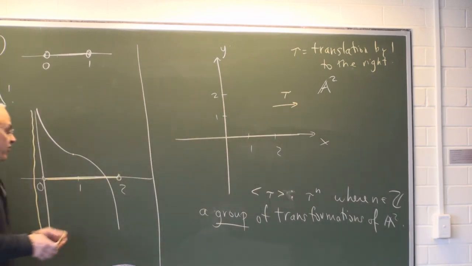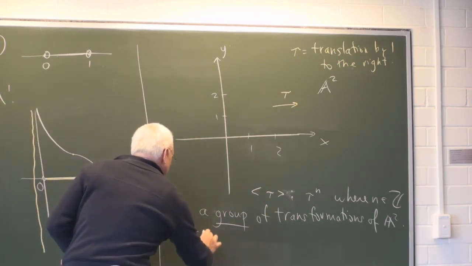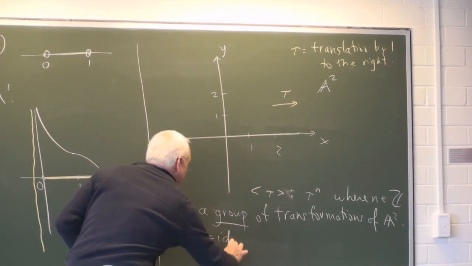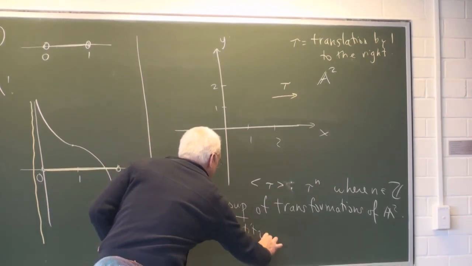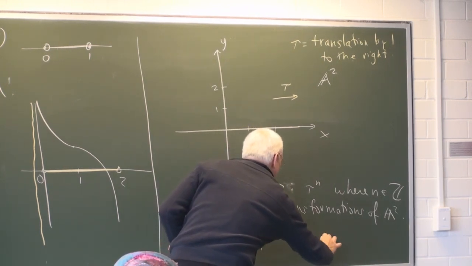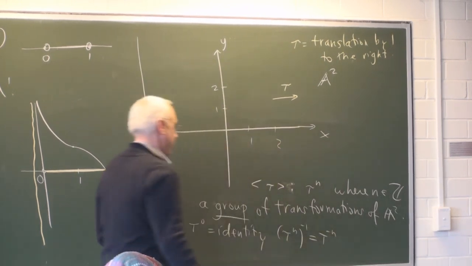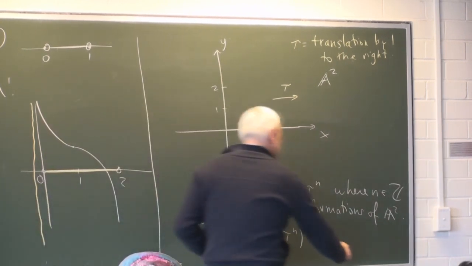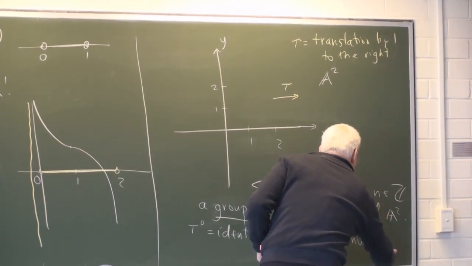The identity element is this map that doesn't do anything. That's T0. That's the identity. And the inverse of an element Tn is T to the minus n. Those are the two basic things that we need in any group.